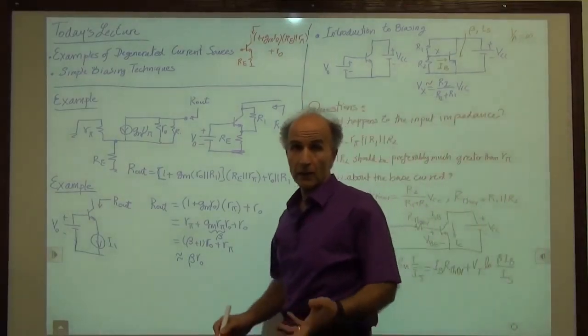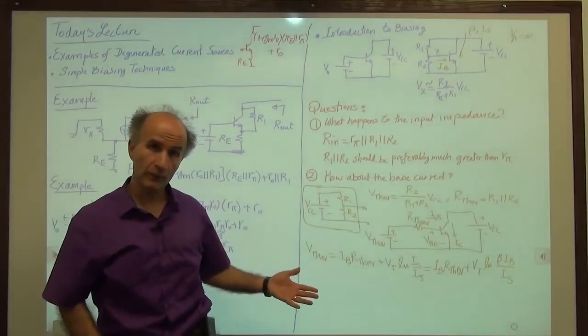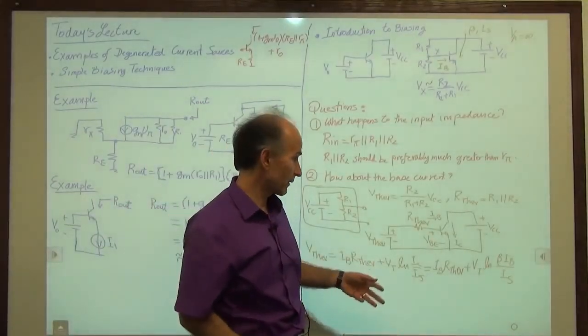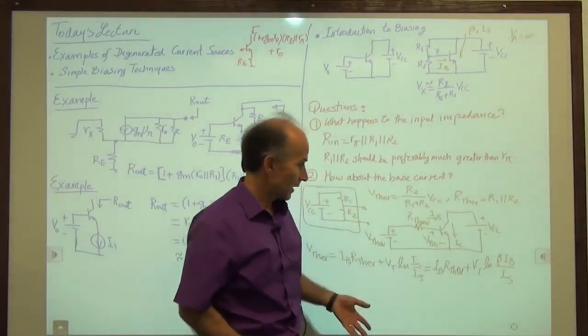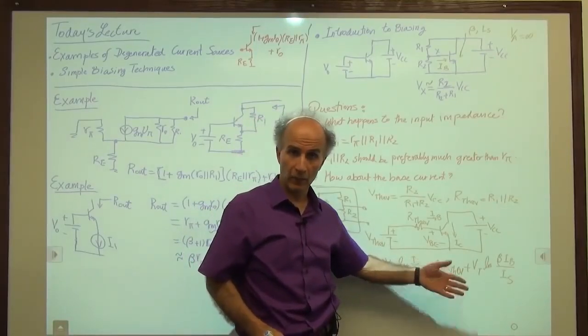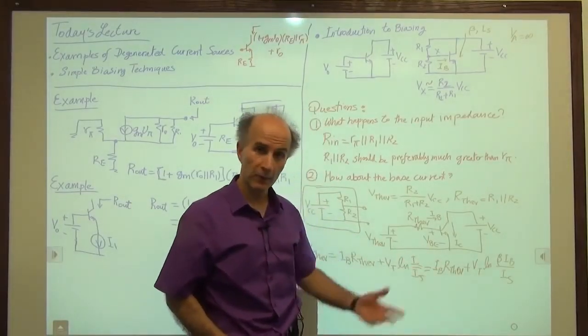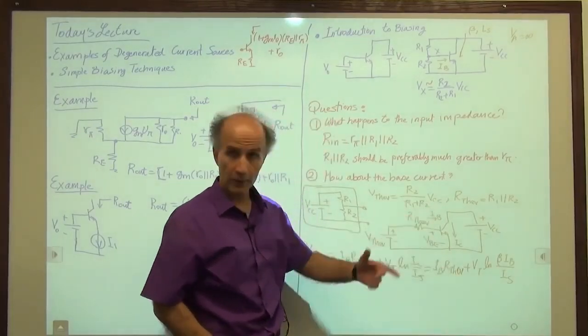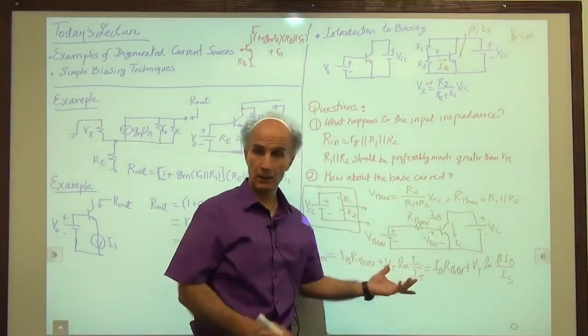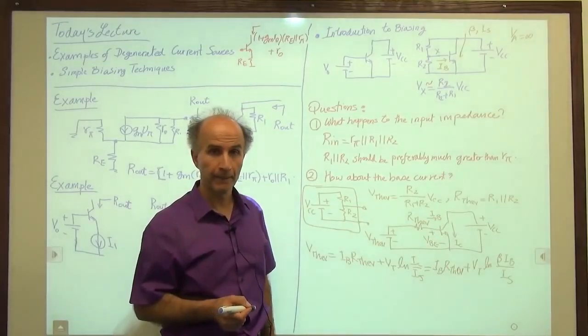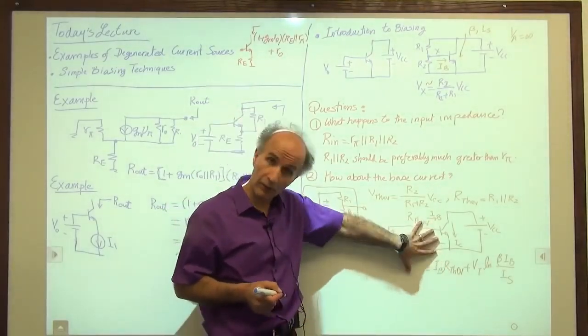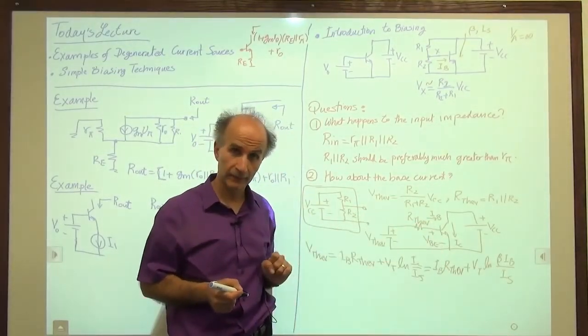So this is a nonlinear equation, doesn't have a closed form solution, but no problem. If we have the values for all these things, it's not hard to calculate by iteration. We iterate and eventually we can find IB. Once we have IB, we have IC. Once we have IC, we have VBE, we're done. So that is the procedure for solving the circuit exactly.